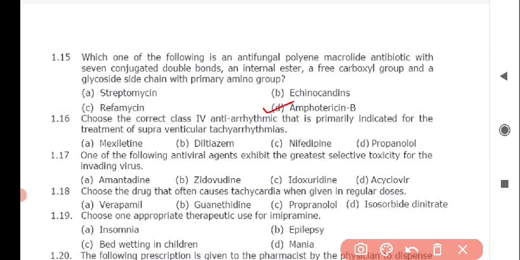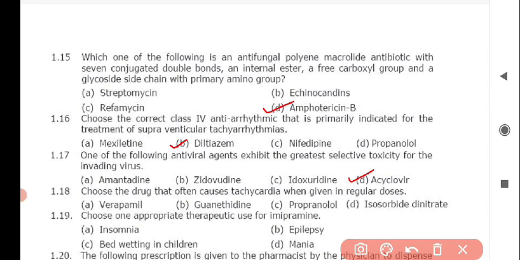Next question is, choose the correct class for antiarrhythmic, and that is primarily indicated for the treatment of supraventricular tachyarrhythmias. So the correct answer for this question is option B, diltiazem. Next question is, one of the following antiviral agents exhibit the greatest selective toxicity for the invading virus? So the correct answer for this question is option D, acyclovir.